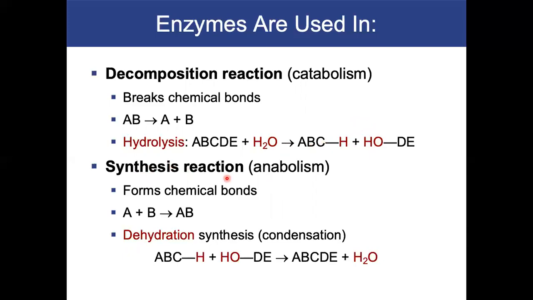A synthesis reaction or dehydration synthesis would be forming chemical bonds, so that would be anabolism. This is more so what your cell does. So your cell will pull monomers in and build up stuff or go through anabolism. Think of anabolic steroids, anabolism, building stuff. Dehydration synthesis or condensation is an example of that. So you are pulling water off, or you're forming water as a byproduct to synthesize that bond.